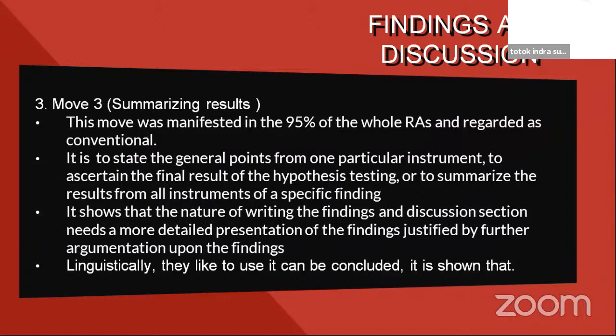Okay, so the slide only discusses the function of summarizing the result. It is to state the general point from one particular instrument to ascertain the final result of the hypothesis testing, or to summarize the result from all instruments of a specific finding. This is the function of summarizing result. It shows that the nature of writing the findings and discussion section needs a more detailed presentation of the findings, justified by further argumentation on the findings.